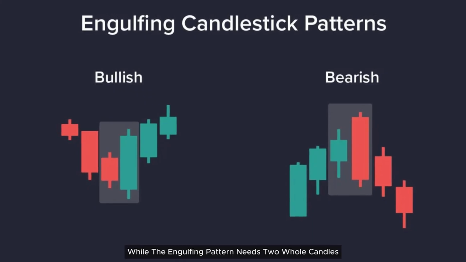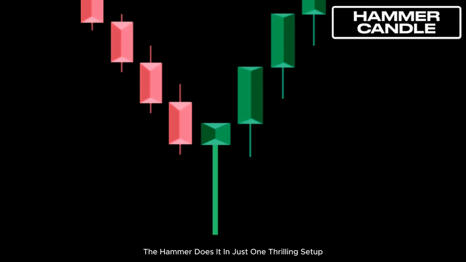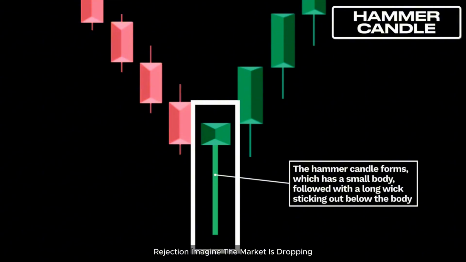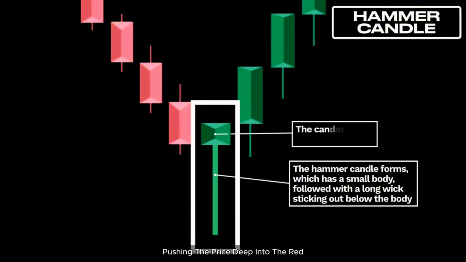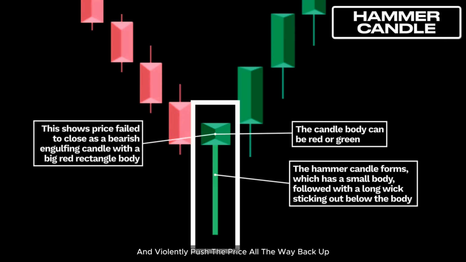While the engulfing pattern needs 2 whole candles to tell its story, the hammer does it in just one thrilling setup. The secret to the hammer is a concept called price rejection. Imagine the market is dropping. Sellers are totally in control, pushing the price deep into the red. But suddenly they hit a brick wall. Buyers aggressively step in and violently push the price all the way back up, forcing the candle to close right near its open.